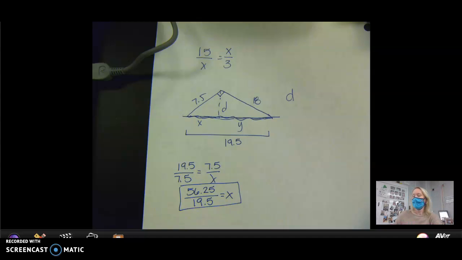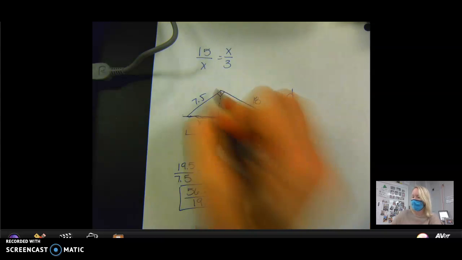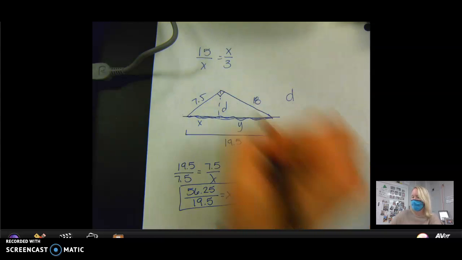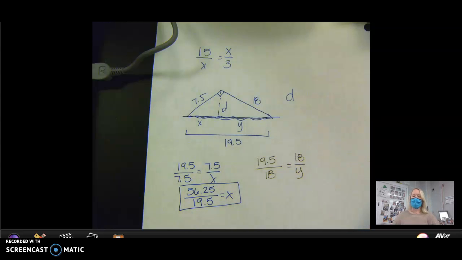Okay? To find y, I'm going to do something similar. I'm going to go all the way across, so 19.5, come up, 18, go back down, 18 over y. So cross multiply again, 18 times 18. We get 324, but then we're going to have to divide by 19.5. That's how I'm going to leave y again, because it's going to give me a funky decimal answer. Okay? Any questions so far?